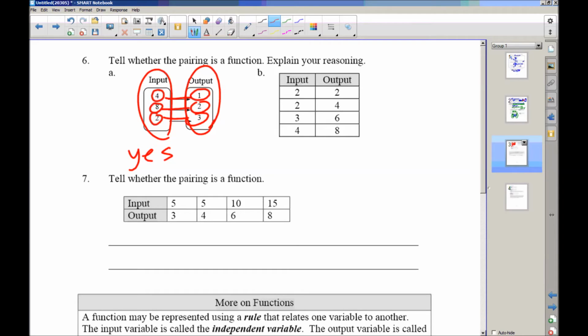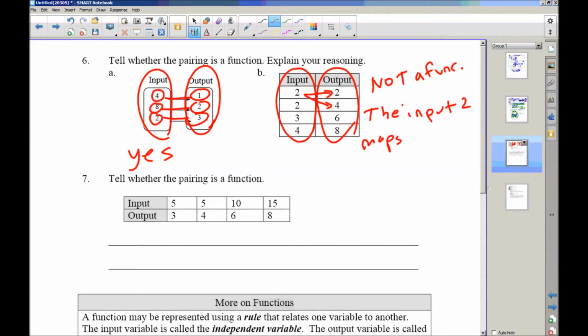Okay. Part B, we do have a list of inputs called the domain. We have a list of outputs called the range, but we have a problem here. Input 2 is in here twice, and it points to 2 different things. Sometimes 2 makes 2, and sometimes 2 makes 4. So no, this is not a function. Okay. The input 2 maps to 2 different outputs.